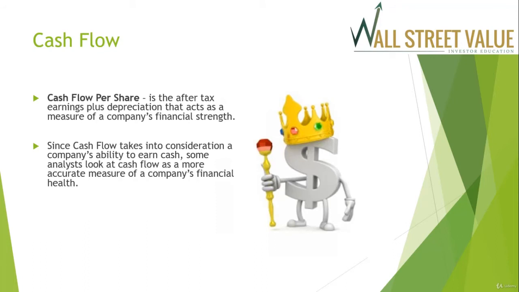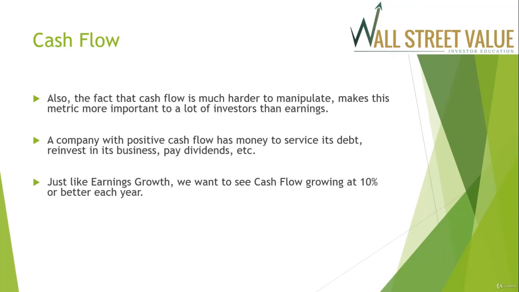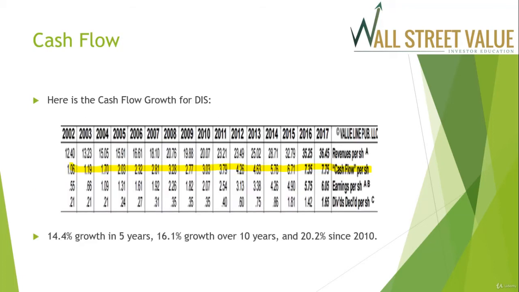Cash flow per share, this is the after-tax earnings plus depreciation that acts as a measure of a company's financial strength. Since cash flow takes into consideration a company's ability to earn cash, some analysts look at cash flow as a more accurate measure of a company's financial health. Also, the fact that cash flow is much harder to manipulate makes this metric more important to a lot of investors than earnings. A company with positive cash flow has money to service its debt, reinvest into the business, pay dividends, etc. And just like earnings growth, we want to see cash flow growing at 10% or better each year.